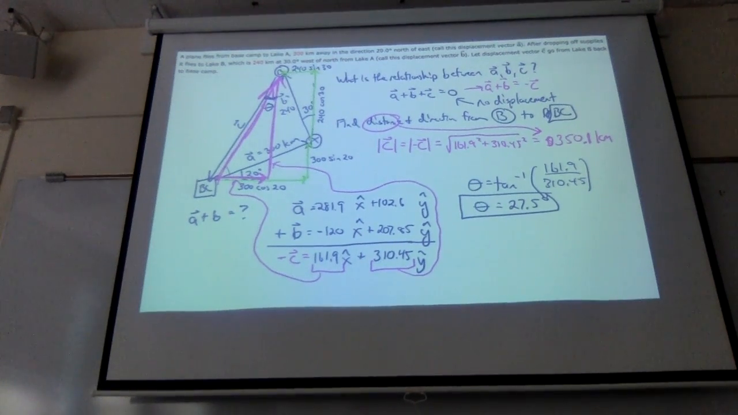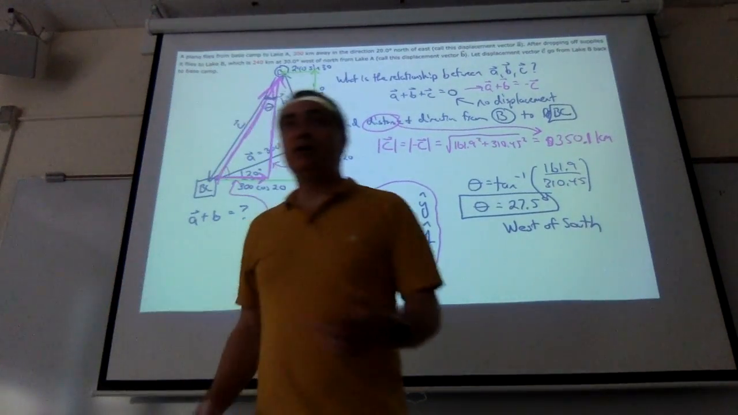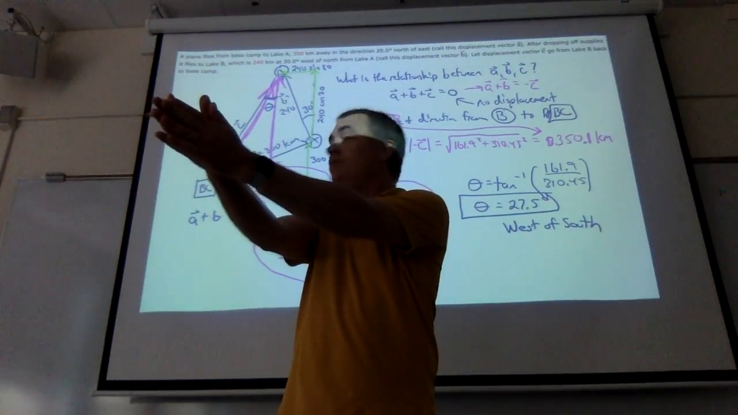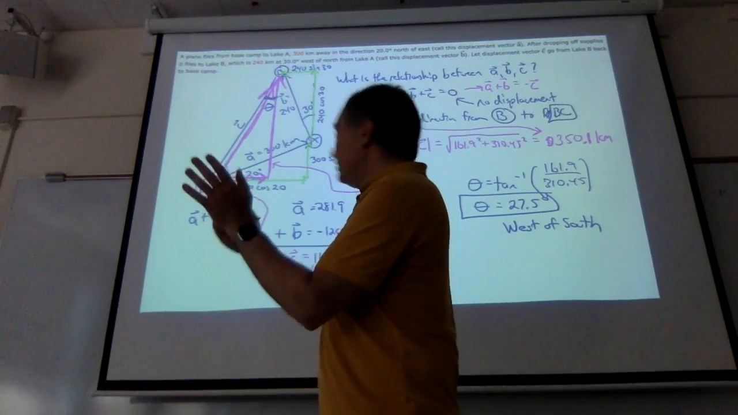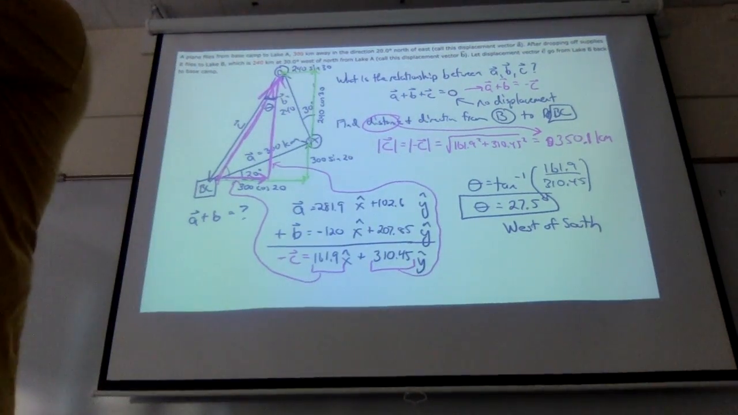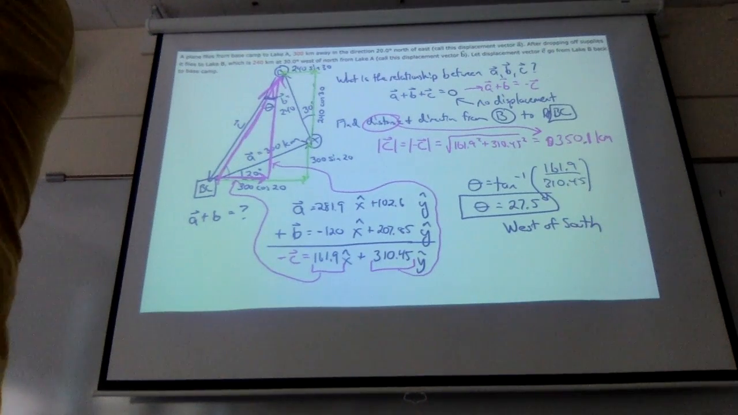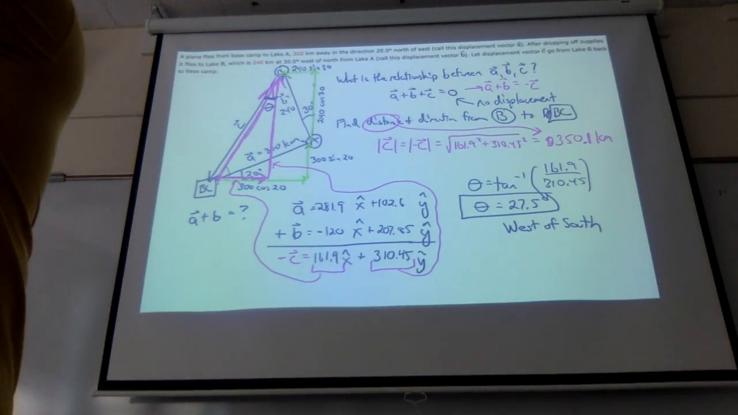27.5 degrees, and that is west of south. So not south, but over to the west a little bit. If I'm standing at B, I don't want to go south. I want to go this direction, and I want to go 350 kilometers in that direction. It's a long way, but in that direction, I'll get back home.